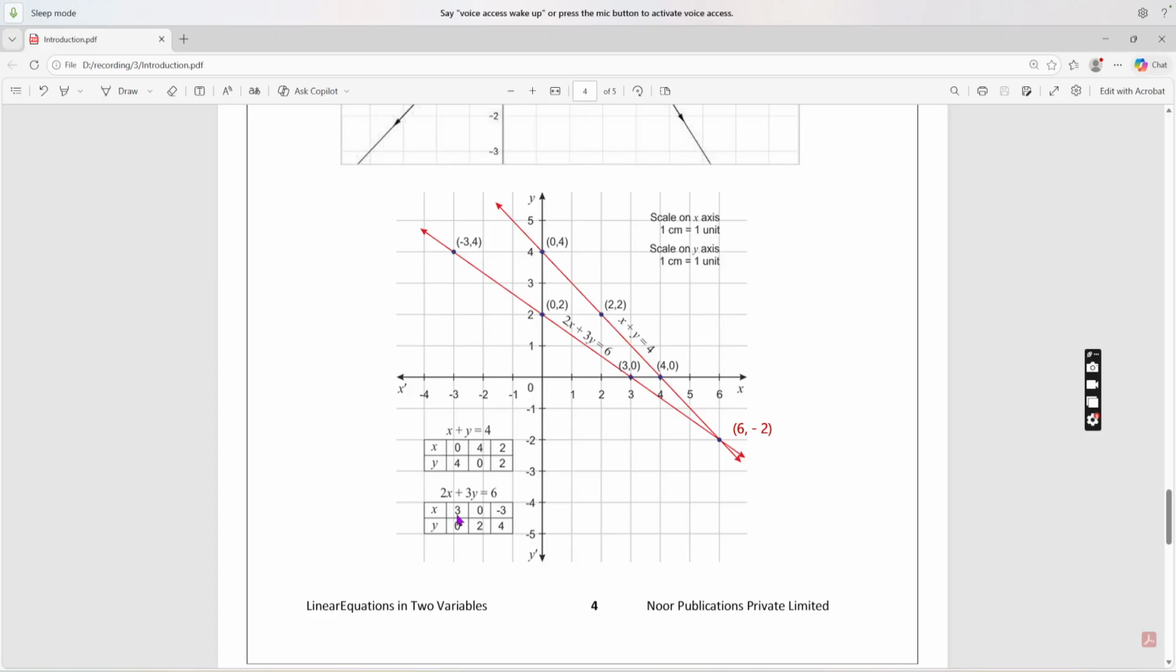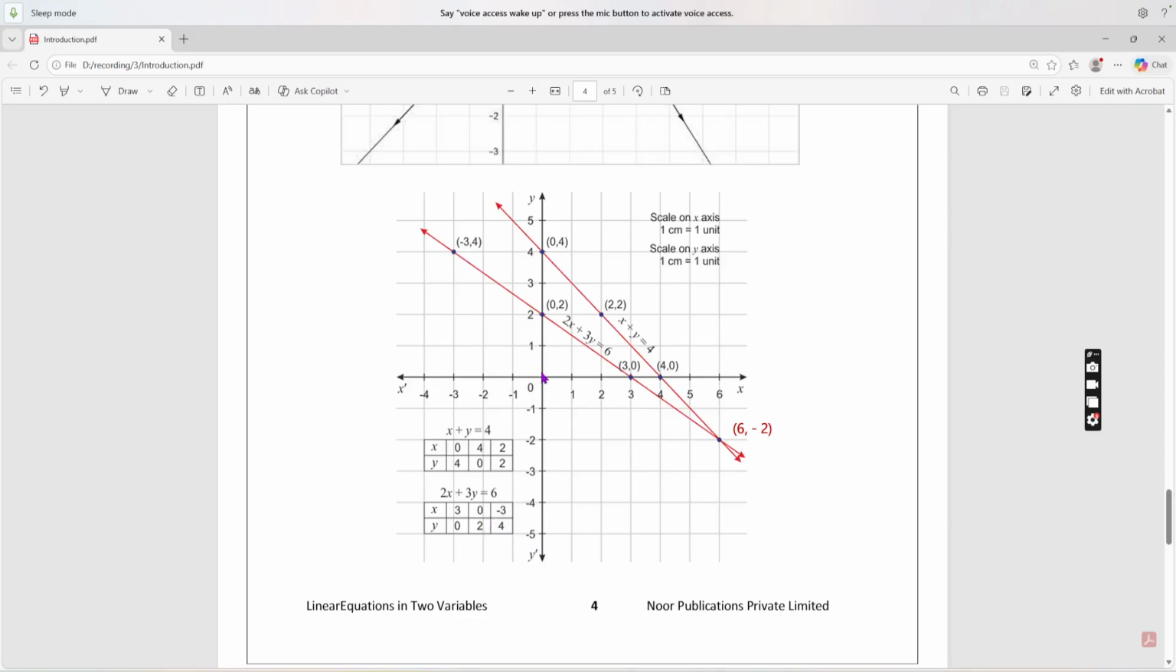Now I'm going to plot these 3 points, 3, 0, 0, 2 and -3, 4 to represent this equation 2x plus 3y is equal to 6. Now see here, one point is this -3, 4. This is this point. Now why is it this? Because it is 3 units from the y-axis, 1, 2, 3, -3, and 4 units from the x-axis, 1, 2, 3, 4.